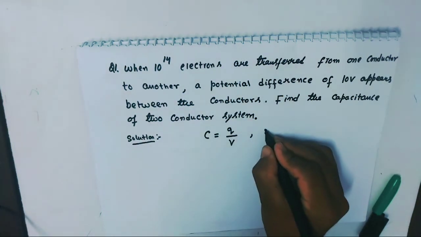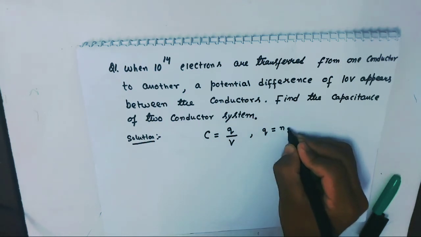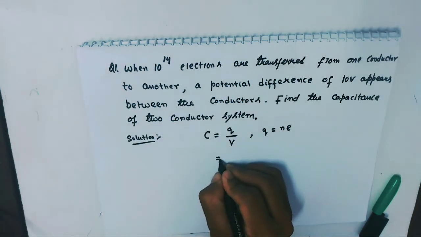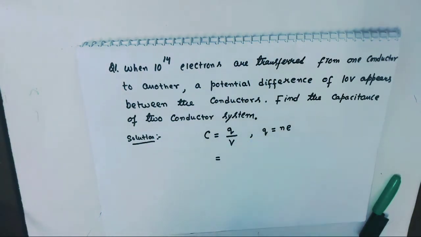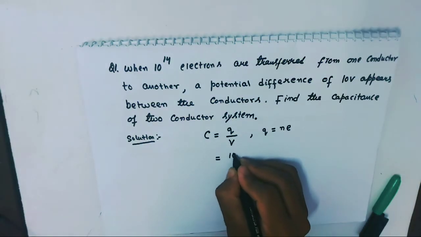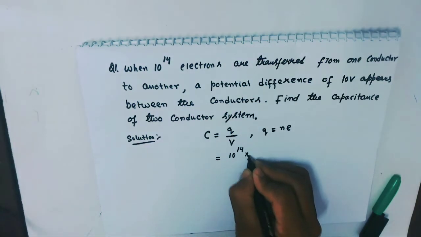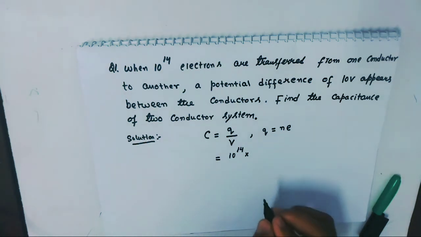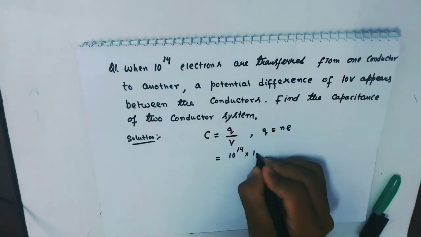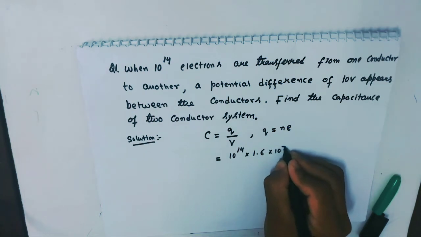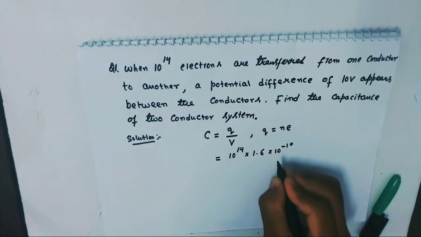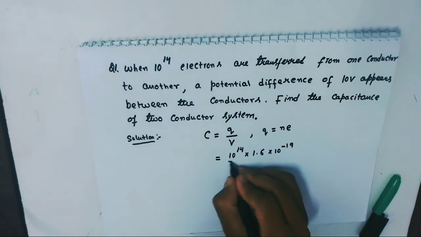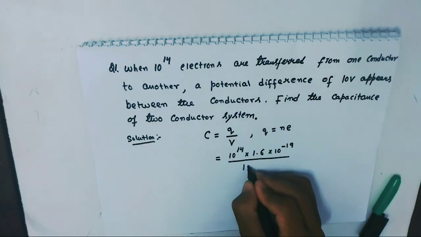Also, this Q is equivalent to NE. Here, instead of Q, I'll put NE. But what is N? N is 10 to the power 14. And this E is the electric charge, and its value is equal to 1.6 into 10 to the power minus 19 coulomb. Divided by the potential, which is 10 volt.